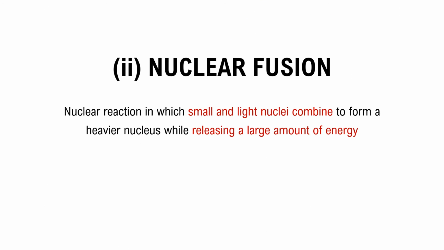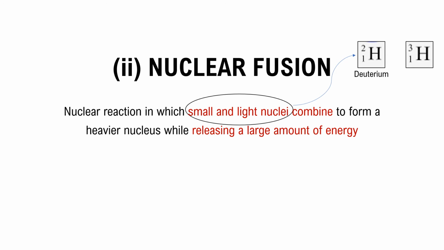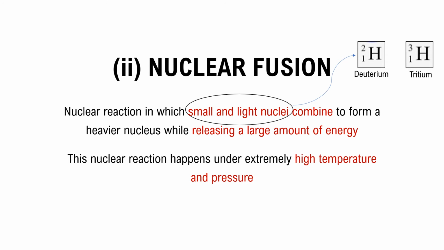Second is nuclear fusion. Nuclear fusion is a nuclear reaction in which small and light nuclei combine to form a heavier nucleus while releasing a large amount of energy. Examples of small and light nuclei are deuterium and tritium. And these nuclear reactions happen under extremely high temperature and pressure.